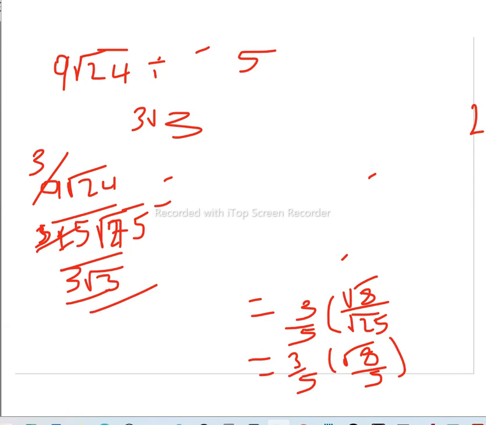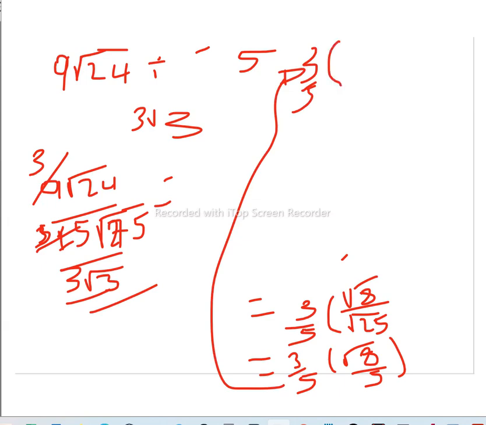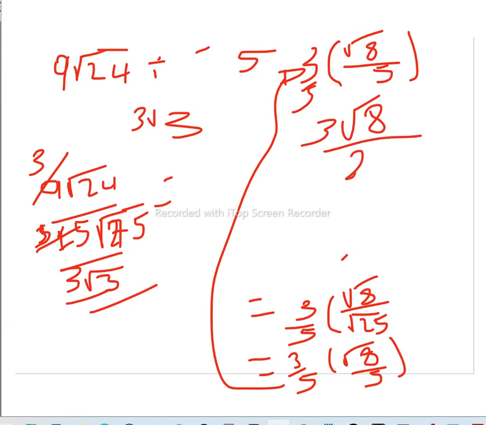We do not have enough space for this question, so we can take this question here. 3 over 5 as it is, and we have under the bracket square root of 8 over 5. So 3 square root of 8, over 5 times 5, which is 25.